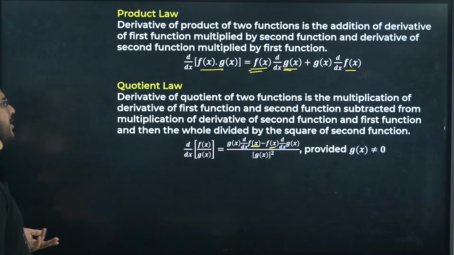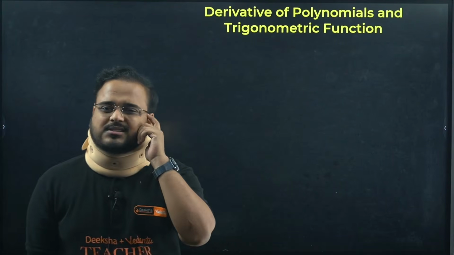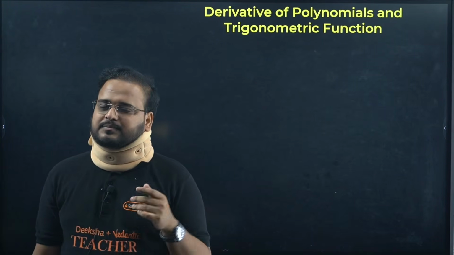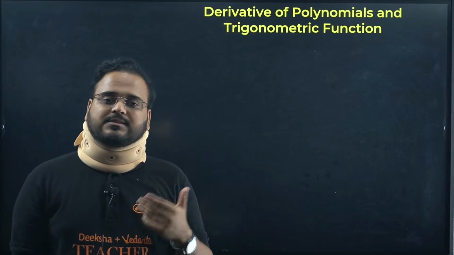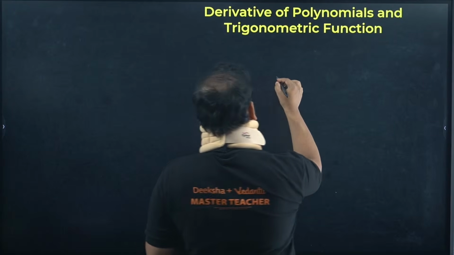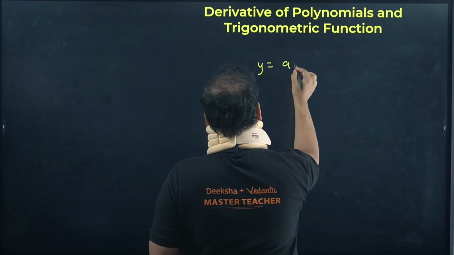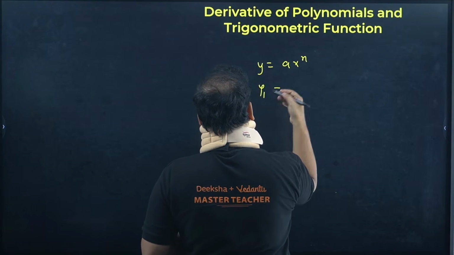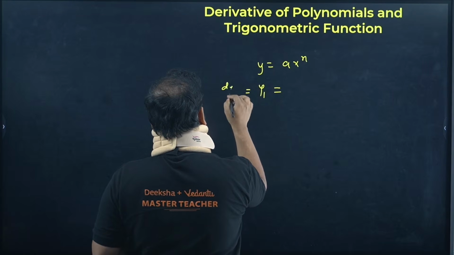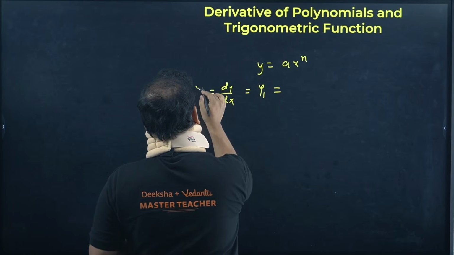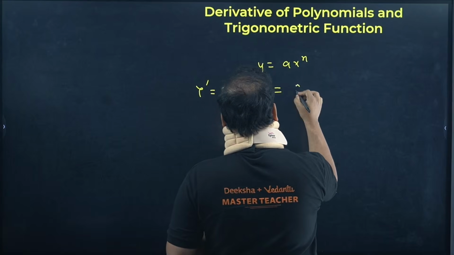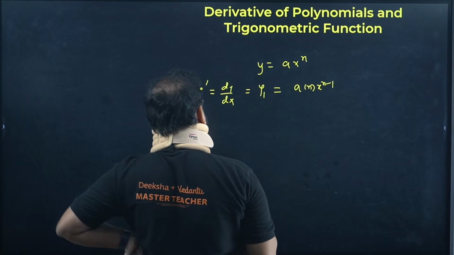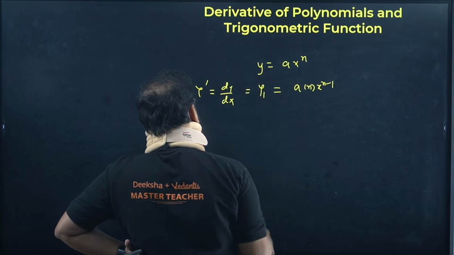I know you all know this, so I will not spend much time here. Some important formulas. You all know the derivative formulas anyway, but I'll recall some very easy ones; if you know them very well, you can skip this part. If you have a function y equal to a x power n, then y1 or y dash or dy by dx, which is the same thing, will be given by a times n times x power n minus 1. So the constant is kept outside to differentiate this polynomial function.